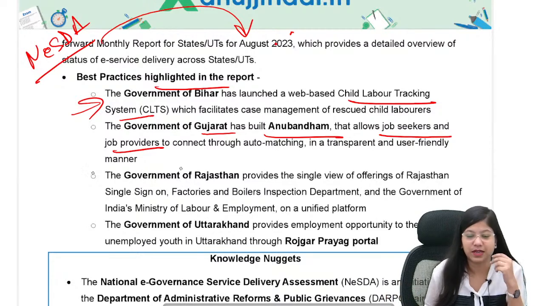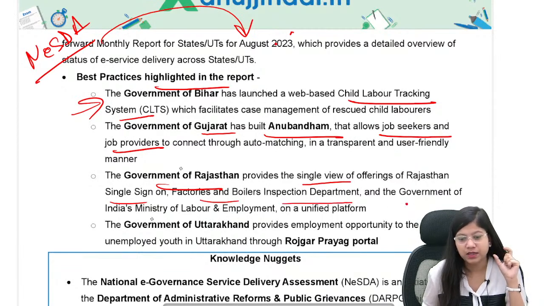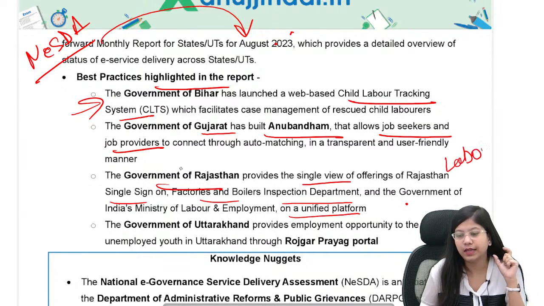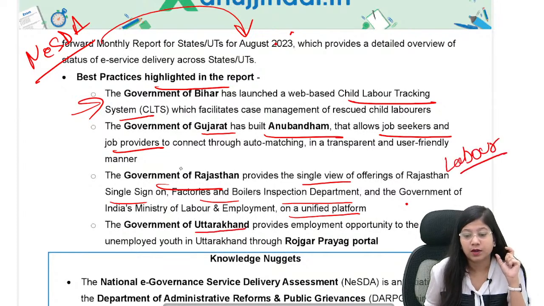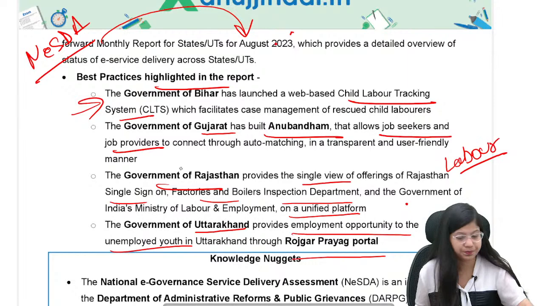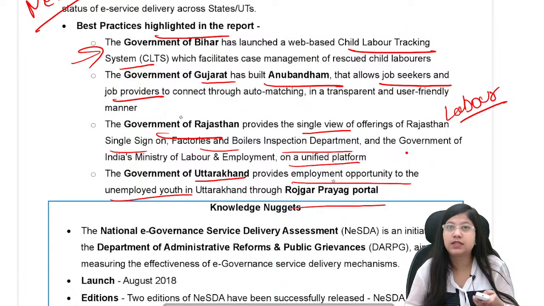In this manner, Rajasthan provides a single view of offerings, Rajasthan single sign-on for the factories and boiler inspection department, on a unified platform. So basically, it has been done for the labor force. Uttarakhand provides employment opportunity to unemployed youth through the Rozgar Prayag portal. So for these portals particularly, these states have been given ranking.